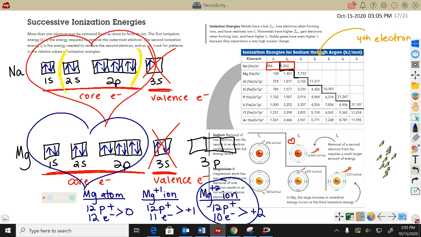And when you get to the +2 ion, the nucleus has 12 positive charges, but they only have to hold on to 10 negative electrons. So again, it's more positive charge to distribute amongst fewer electrons. Each electron gets a bigger share of the nuclear charge, stronger attraction.